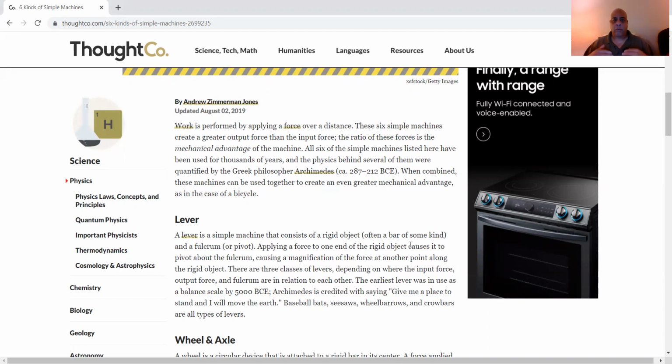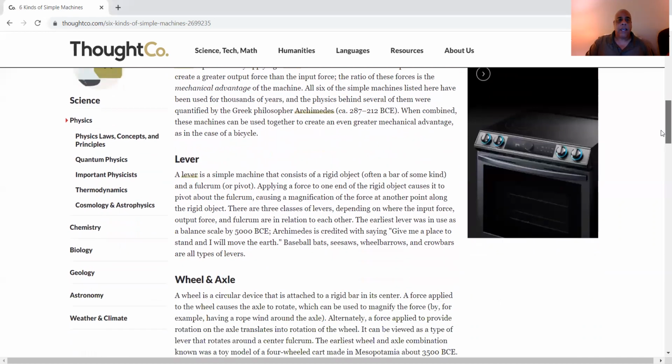Now, these 6 simple machines create a greater output force than the input force. So the ratio of these forces is the mechanical advantage of the machine. Now you see, all 6 of the simple machines that you are going to see in this video have been used for thousands of years, and the physics behind several of them were quantified by the Greek philosopher Archimedes. Now, when combined, these machines can be used together to create an even greater mechanical advantage, as in the case of a bicycle. Now, the first simple machine that I'm going to talk about is a lever.